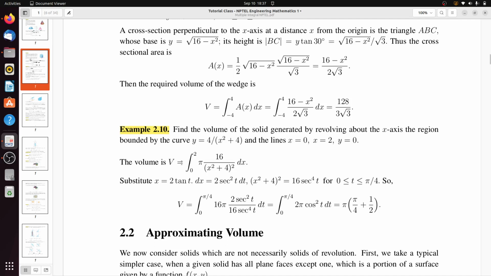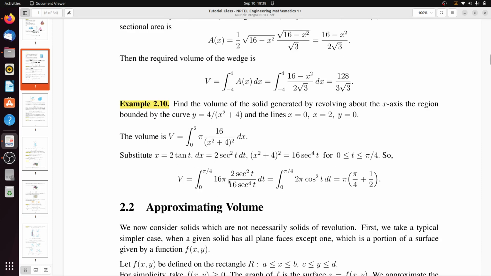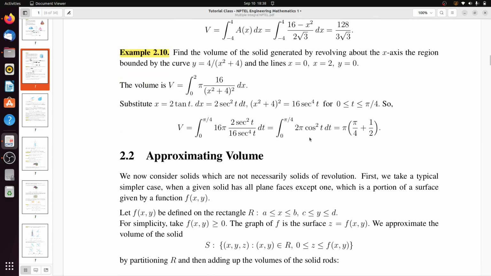Okay, this is also a solid. You have to find the volume of the solid generated by revolving about the x-axis the region bounded by this curve. So it is pretty straightforward. You have to just integrate from 0 to 2, and the function f(x) is given as 4 by x square plus 4. You have to just take the square of it, so you will get it as dx, and if you just integrate it, you will eventually get twice pi cos square t dt, and this will be your formula.